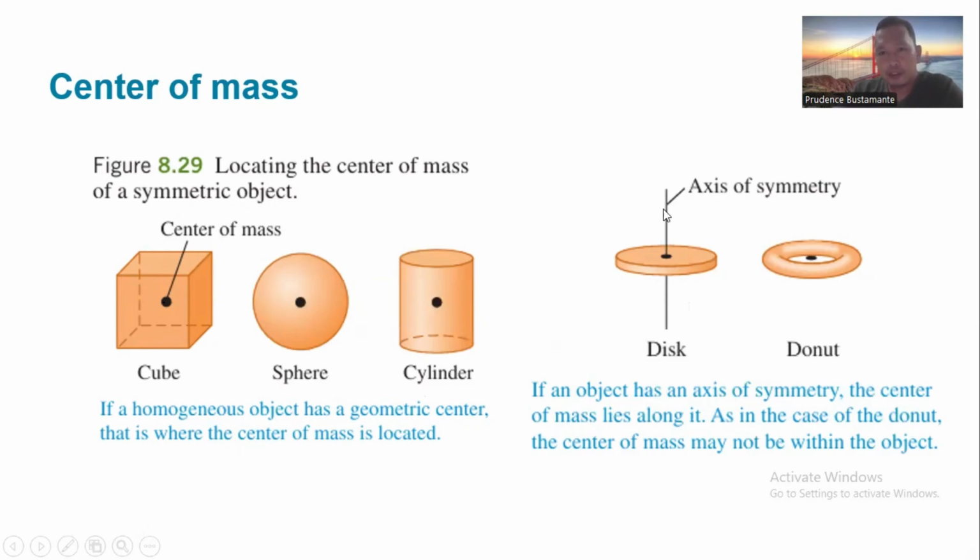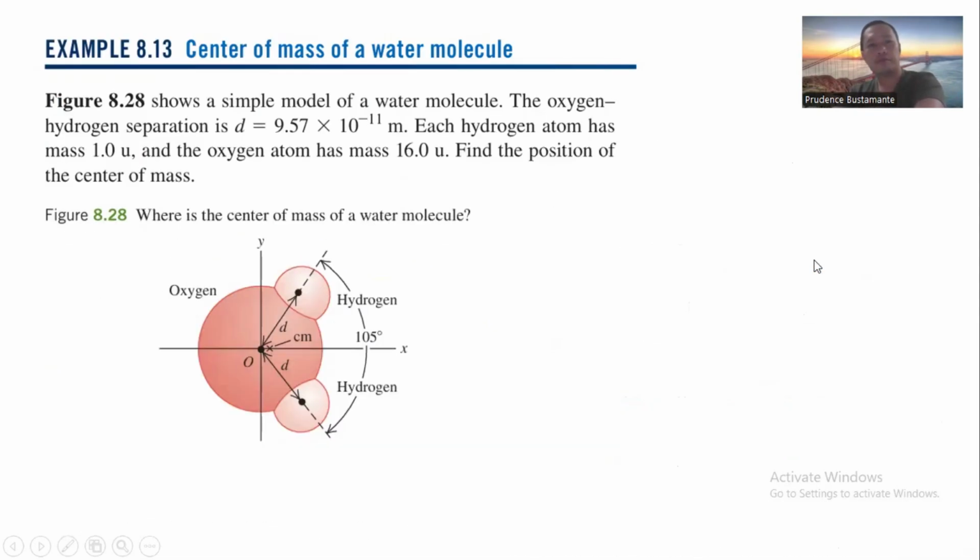Just like, for example, the disk. How about the donut? In the case of the donut, the center of mass may not be within the object, but it is on the axis of symmetry. That's the center of mass of the donut. It doesn't have to be part of the body. Okay, this is an example for the center of mass.